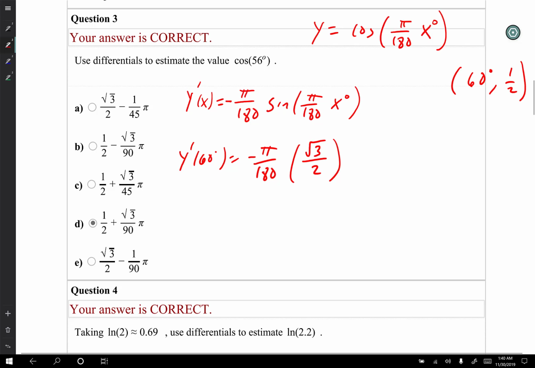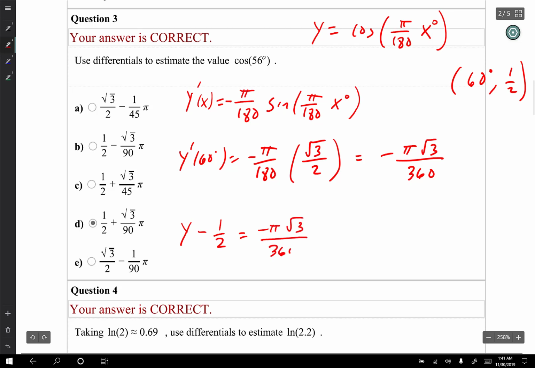So when I do that, I get negative pi square root of 3 over 360. All right, that's my slope. Here we go, guys. I'm going to find out what my y value is, my new approximate. There's my tangent line: y minus a half equals negative pi square root of 3 over 360, parenthesis, x minus 60 degrees. I'm going to plug in 56 right here.